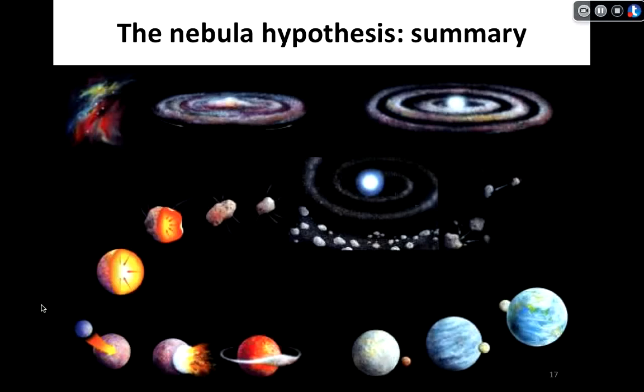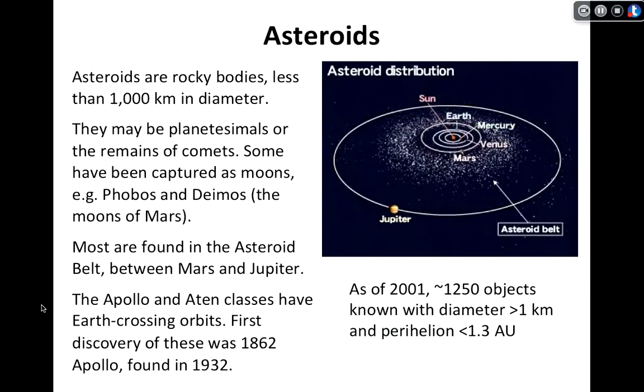But some of these asteroids never did form into a planet. They formed the asteroid belt, which is found between Mars and Jupiter. And bits of that asteroid belt are still flying around. And some of them cross our orbit. So as of 2001, and obviously we've discovered a lot more since then, there were more than 1,000 objects with a diameter of more than a kilometer whose perihelion, the closest they came to the sun, is quite close to that of the Earth.